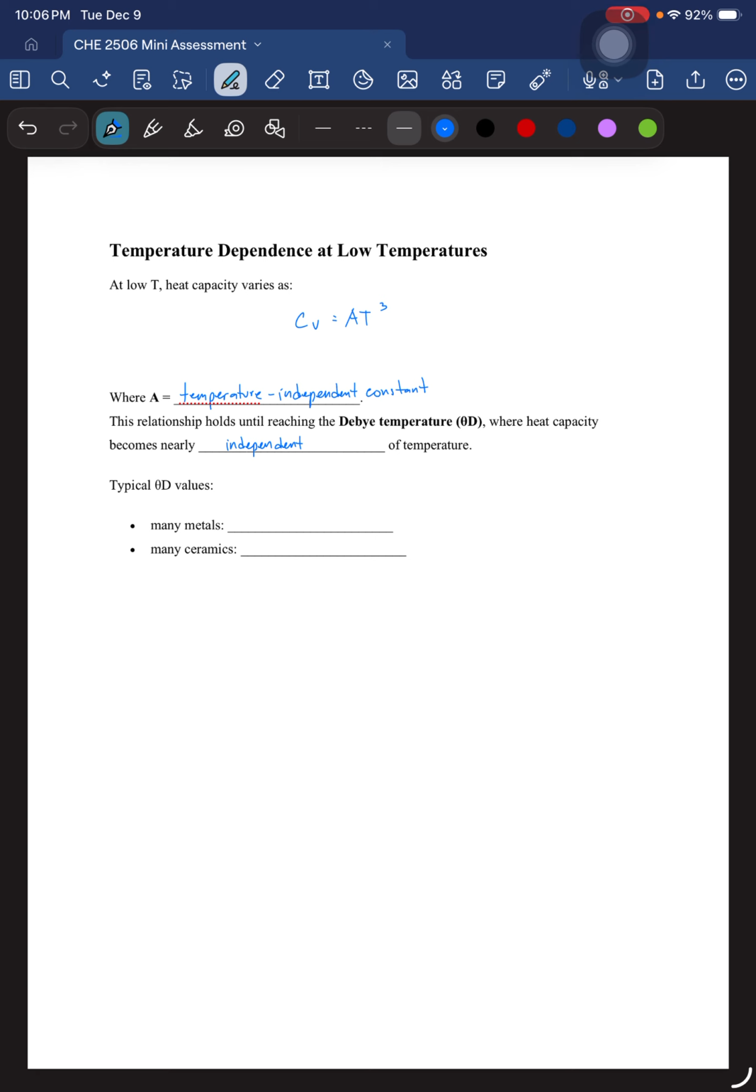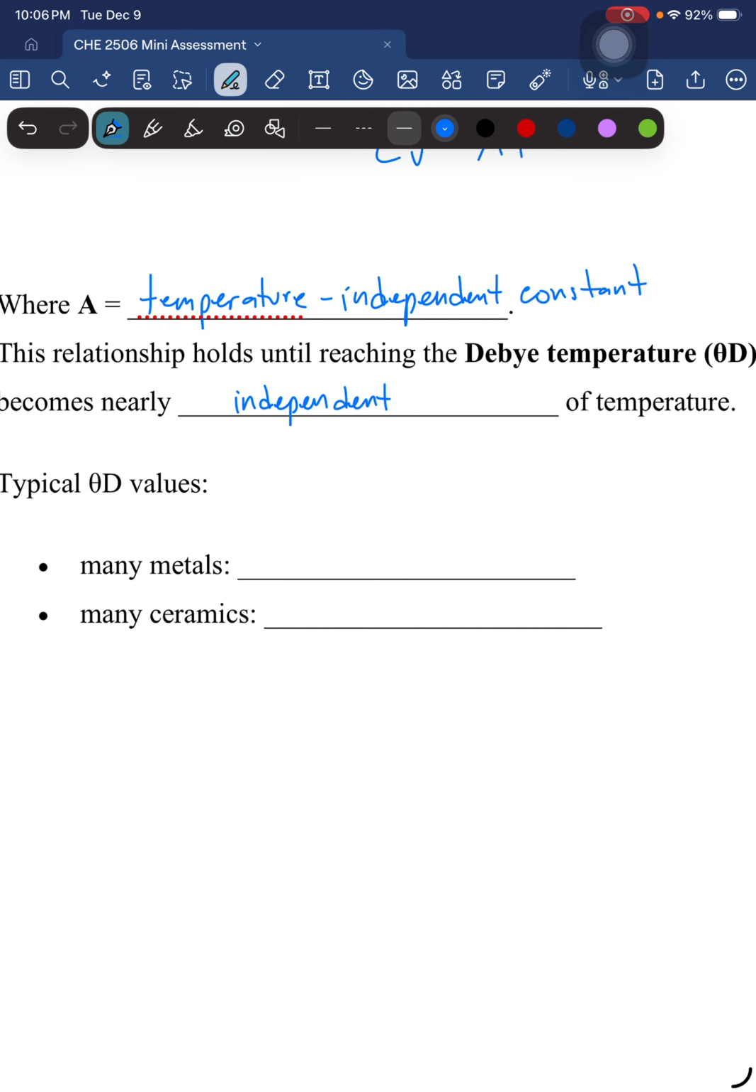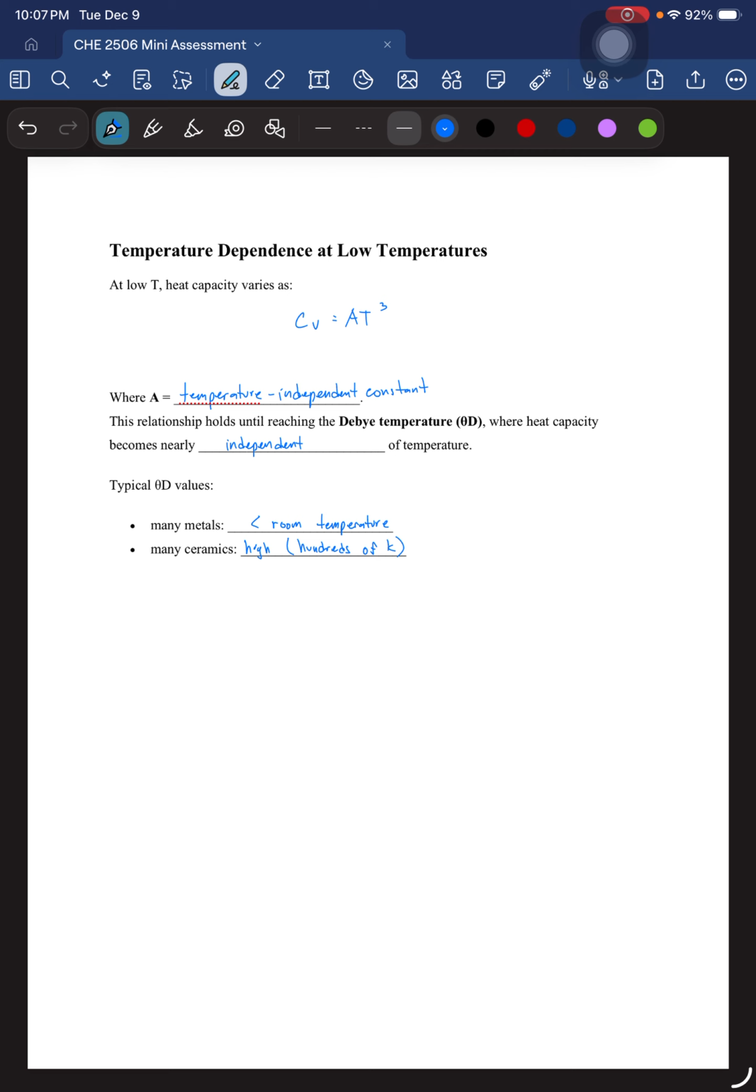Typically, the theta D values for many metals are usually less than room temperature. And for many ceramics, it's really high, like hundreds of Kelvin. So we're good with that.